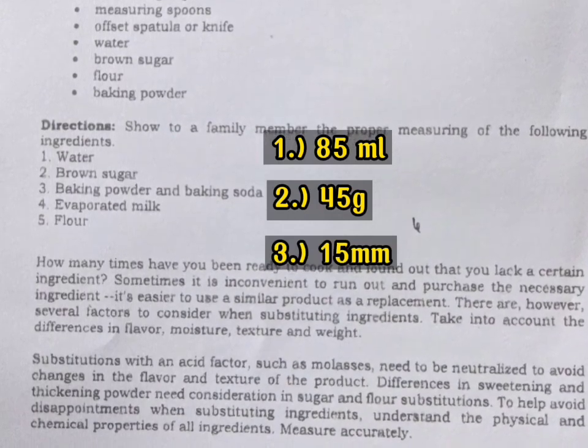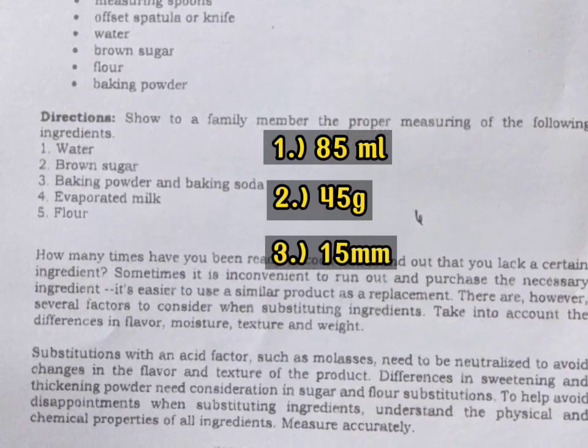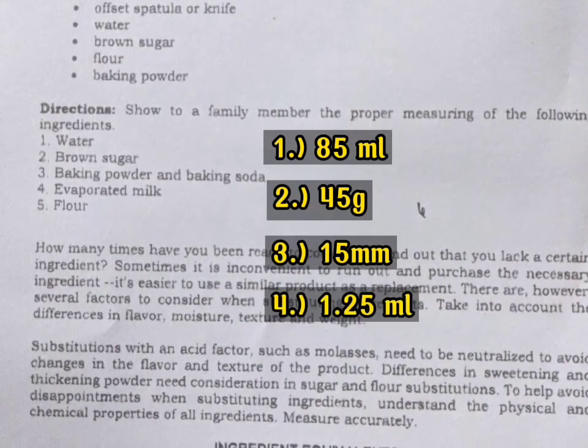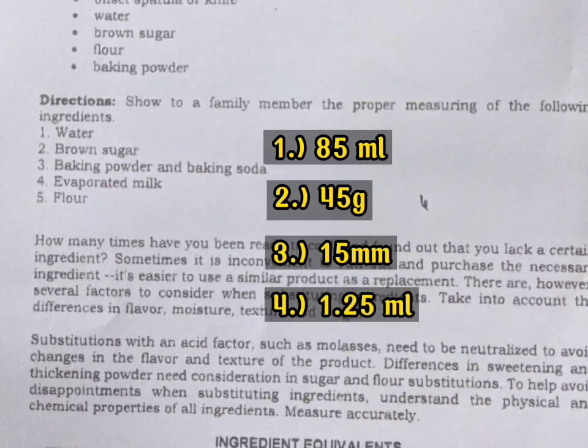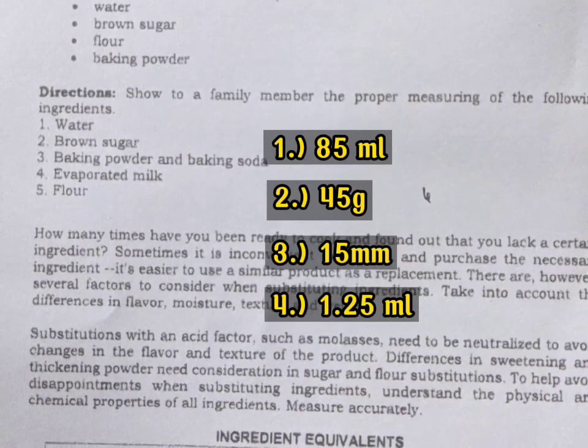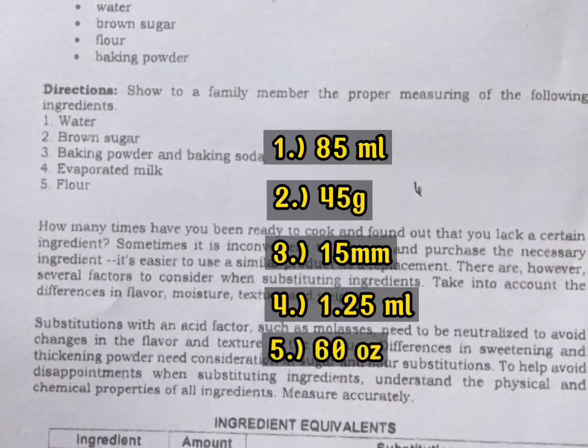4. Evaporated milk. The proper measure of evaporated milk is 1.25 milliliters. 5. Flour. The proper measure of flour is 60 ounces.